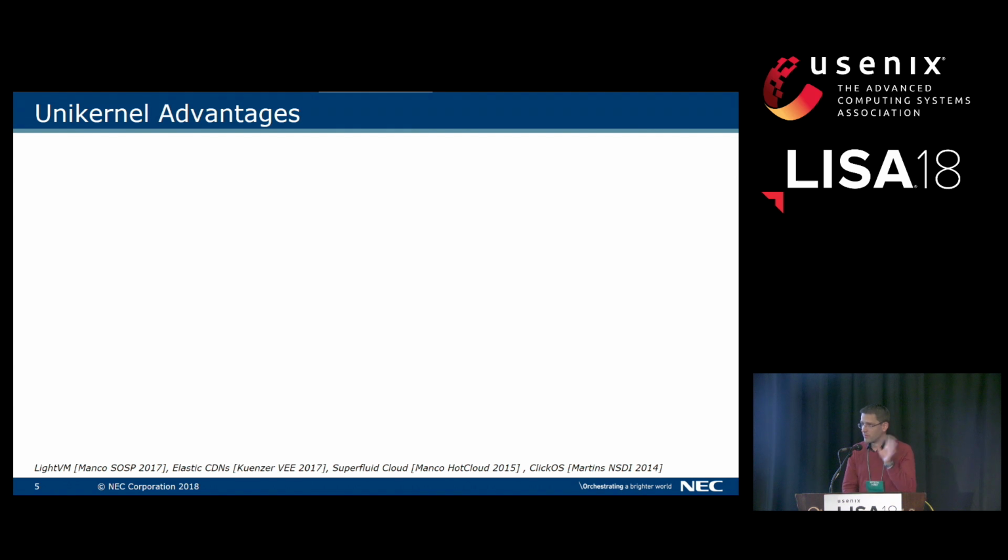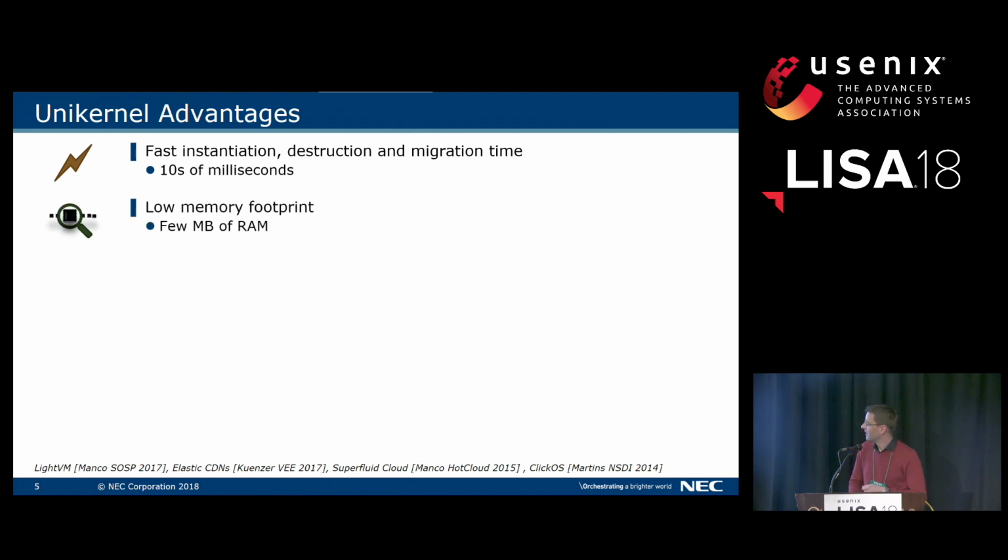So to give you a rough overview of what our previous research figured out about this technology, what are the benefits of unikernels. First of all, we can instantiate them extremely fast, destroy them fast, and migrate them fast. And this was all measured in the order of tens of milliseconds. So the minutes are gone. The memory footprint is quite low, usually a few megabytes of RAM. We can achieve high density with this. So in some tests, we got 10,000 virtual machines with unikernels running on a single hardware.